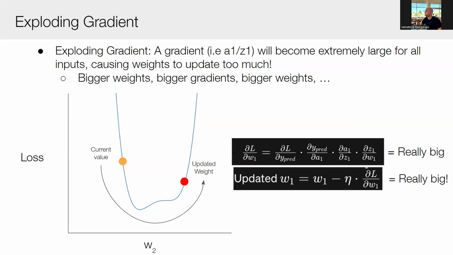So does everyone understand the problem of vanishing gradients and exploding gradients, or can I explain it a little bit further? Is there something that I kind of missed? Let me know. Are we getting thumbs up so far? We're good? Okay, good.